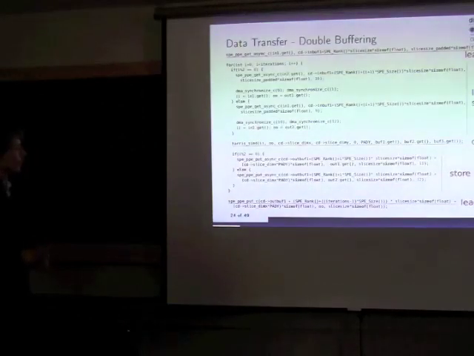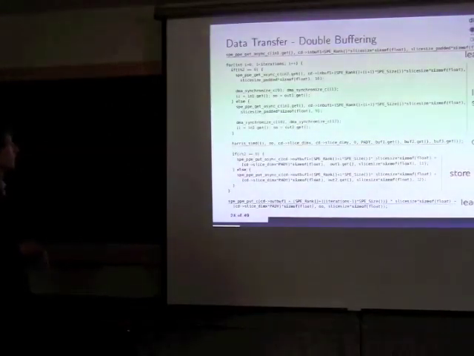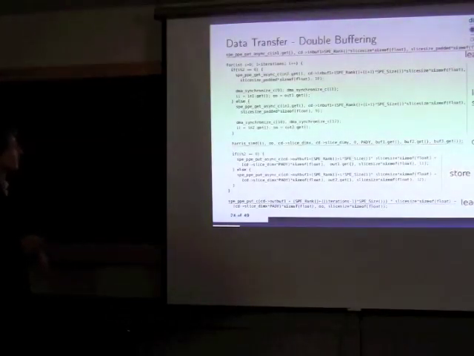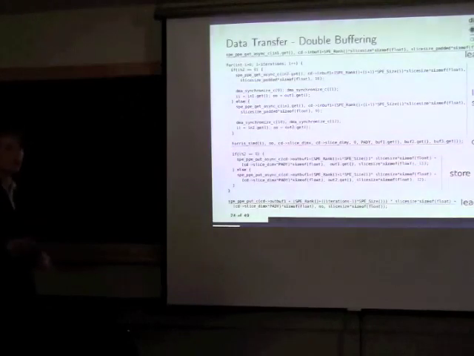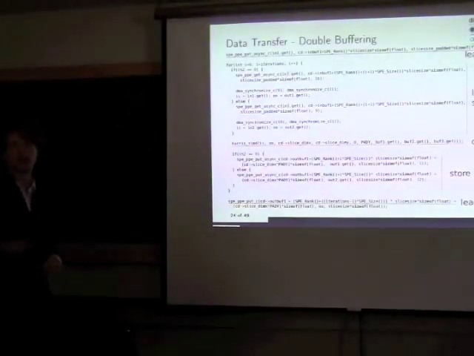Then you start your calculation and you store the data in the same way you did here. But of course, here you don't need the synchronization. You synchronize here for both the input and the output buffer, since you want to make sure that the input is there and the output was stored back, so you can override the output buffer.